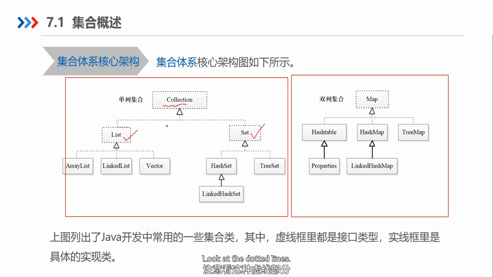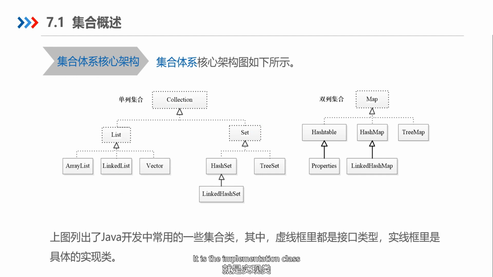Look at the dotted lines. They are interface types, an inheritance relationship. And the solid lines are the implementation classes. The dotted lines are the interfaces. When we use them, different implementation classes have different functional characteristics. It's like a map.